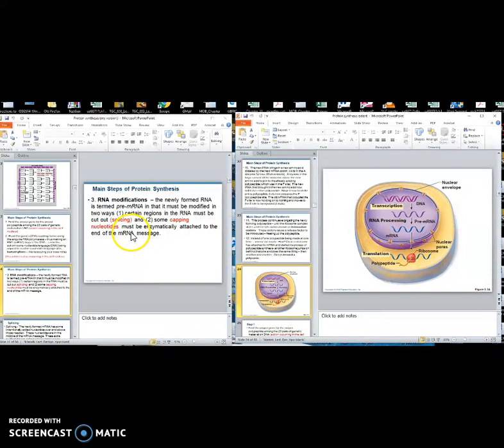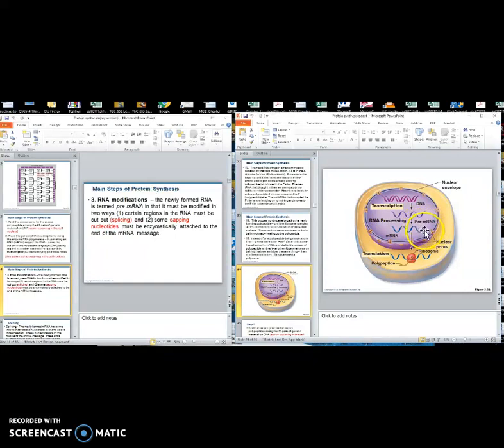Okay, so we'll go back over here. So we have the RNA modifications. The newly formed RNA is termed pre-RNA. It must be modified in two ways. Certain regions in the RNA must be cut off, and some capping nucleotides must be enzymatically attached to the end of that. So the capping right there would occur.